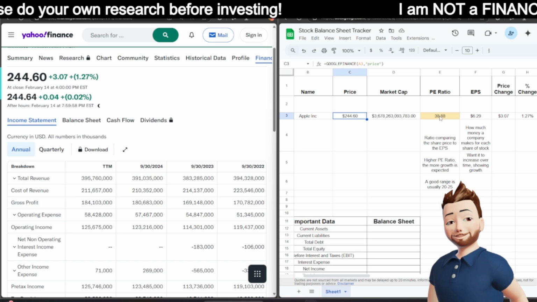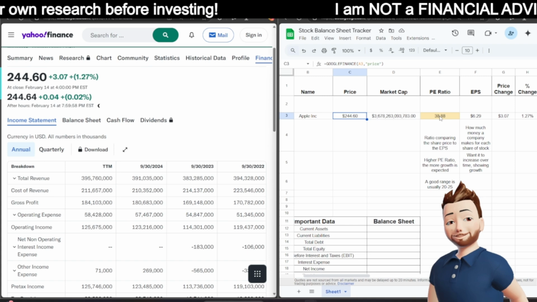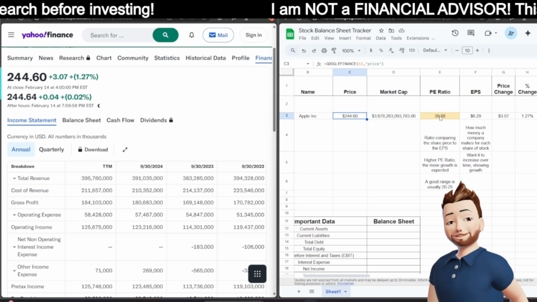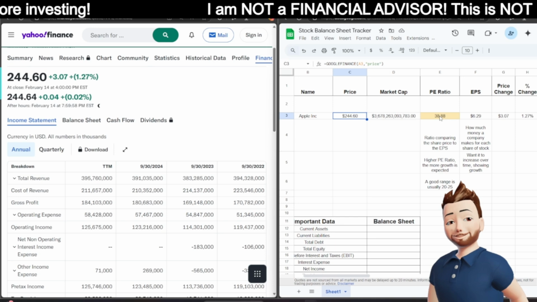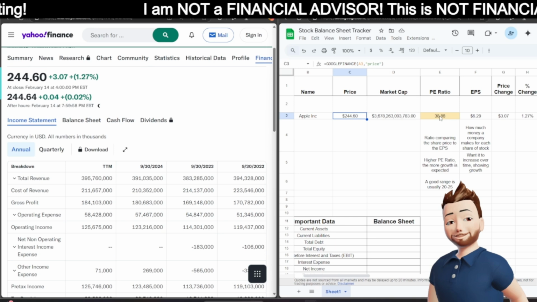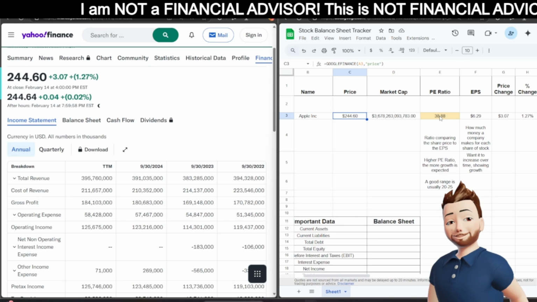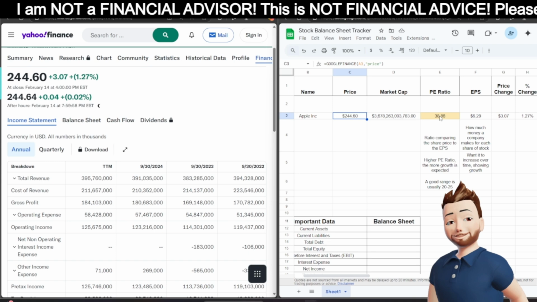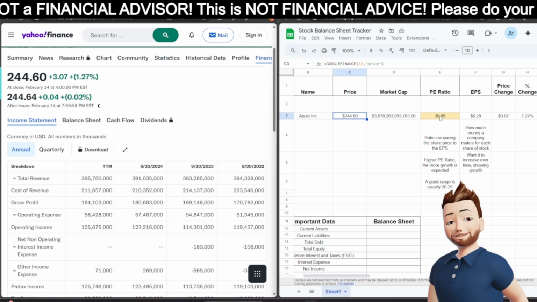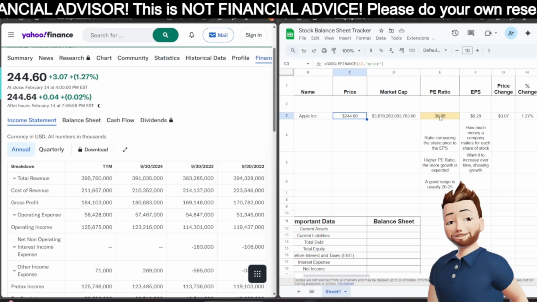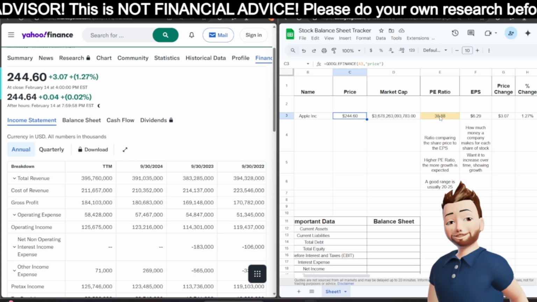I will be able to give people access to this, and you'll be able to use it yourself. Obviously, you have to make a copy of it, and you can play with the numbers however you want. It does a little bit of color coordination for some of these things, which is really cool. Again, a good range for PE is usually 20 to 25. That's usually what the S&P 500 trades around. Higher than that, you're looking at the yellowish area.